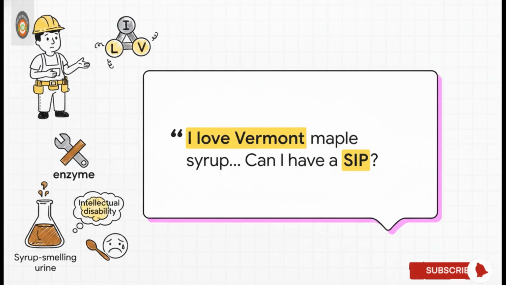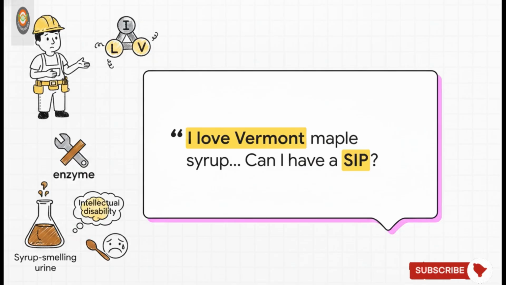Or consider what happens when a builder actually goes missing. The branched-chain amino acids we talked about, isoleucine, leucine, and valine, require a very specific enzyme to be broken down. If a patient is genetically missing that enzyme, which is called branched-chain alpha-ketoacid dehydrogenase, those amino acids build up to incredibly toxic levels. This results in maple syrup urine disease. The mnemonic to remember this one is, I love Vermont maple syrup, can I have a sip? ILV stands for isoleucine, leucine, and valine.